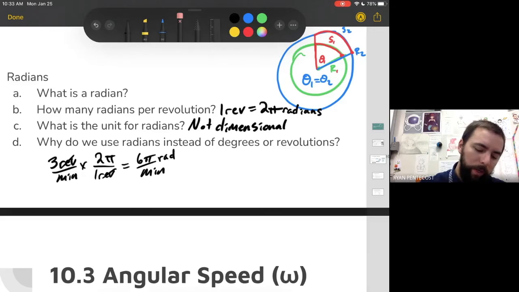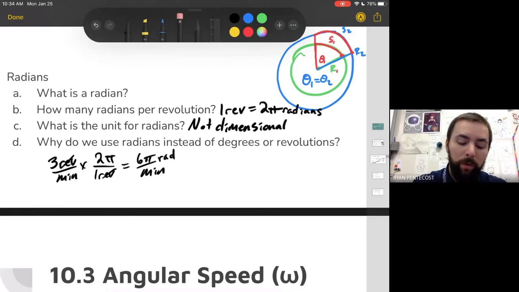Now, why do we use radians instead of degrees or revolutions? The reason we do that is because calculus is basically in radians, right? When we do our kinematics, when I said earlier that we'll just replace x with theta, v with omega, and a with alpha, that's going to give you an answer in radians. The number doesn't make sense if you put it in degrees, right? Or if you put it in revolutions, the number just doesn't simply make sense. But the number is in radians, and that's why we're going to use radians throughout this entire chapter.